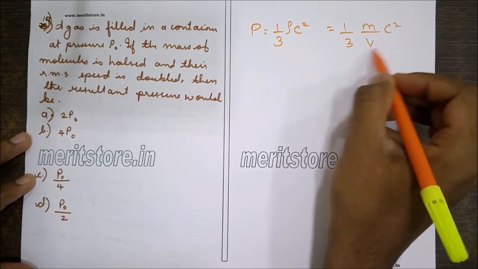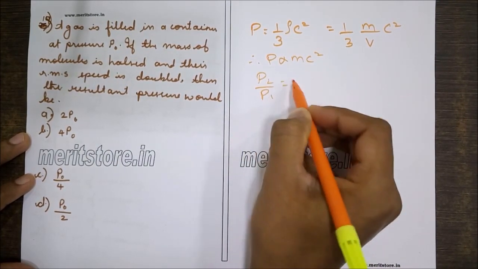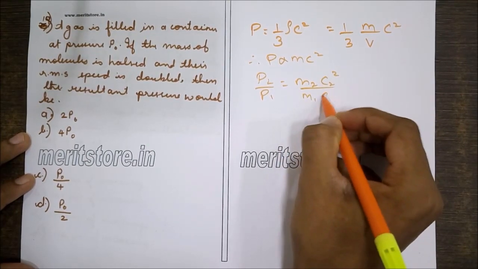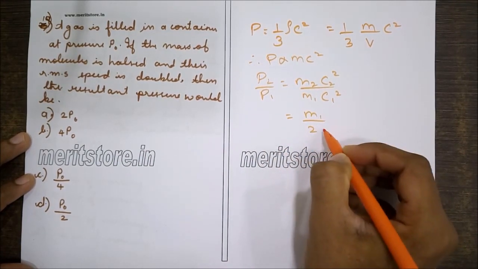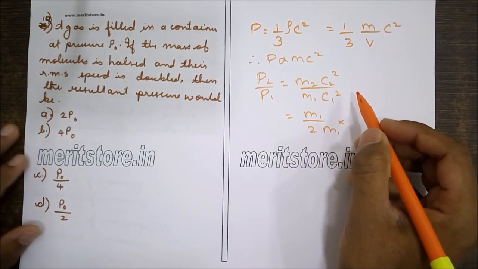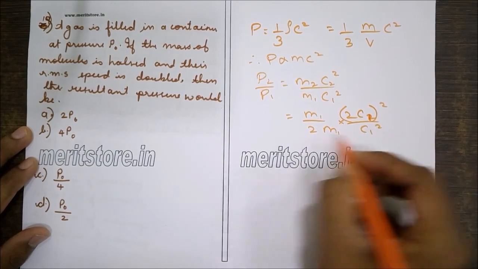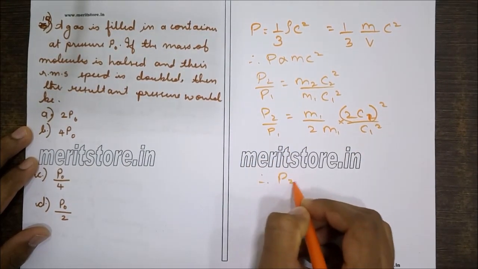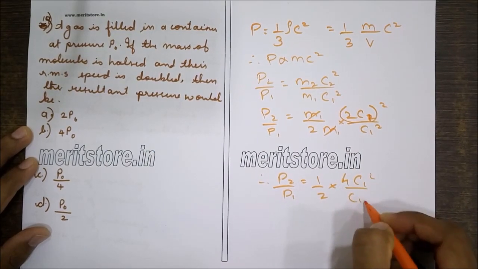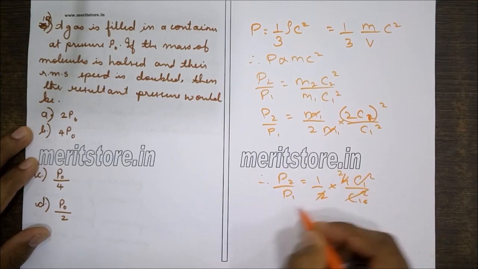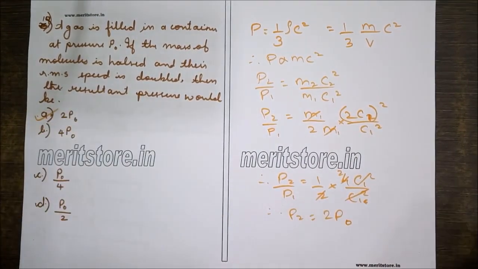So since the container isn't changed, the volume remains constant, so we can say pressure is proportional to mc square. So P2 upon P1 is equal to M2 C2 square upon M1 C1 square. Now they have given that the mass is halved, so M2 would be M1 by 2, and the RMS speed is doubled, so C2 would be 2 times C1. So P2 upon P1 is equal to 1 by 2 times 4 C1 squared upon C1 squared. So this would get cancelled and this would get cancelled as 2. So P2 would be equal to 2 times P1, hence 2 times P0. Hence option A is the correct answer.